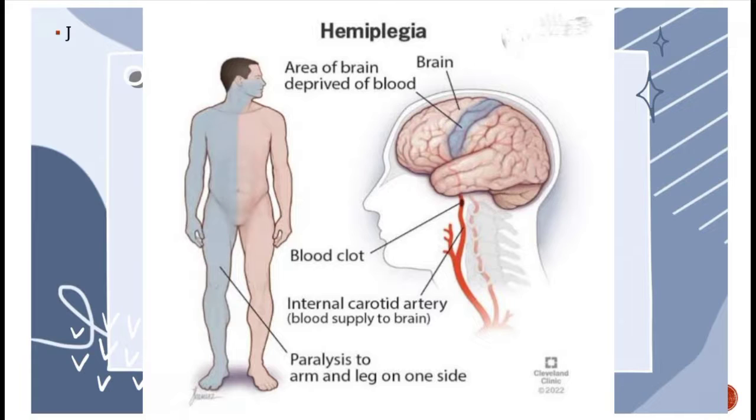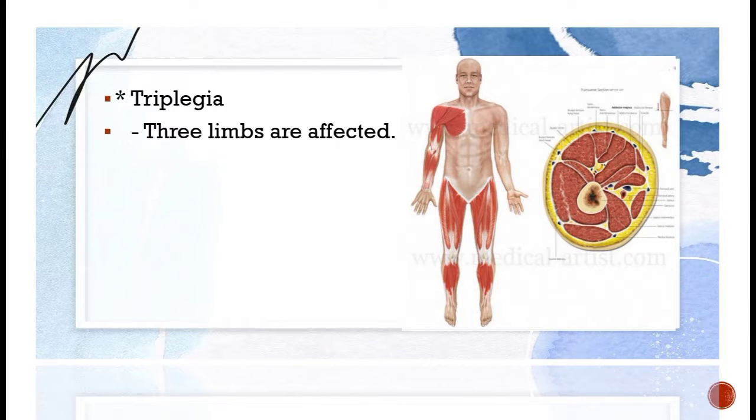So, meron din siyang paralysis to arm and leg on one side. So, ito yung mga causes weakness, problems with muscle control and muscle stiffness. So, the degree of hemiplegia symptoms varies depending on the location and extent of the injury. The third is triplegia. So, three limbs are affected. It is a medical condition that is considered an incomplete spinal cord injury in which three limbs are paralyzed. So, put another way, the condition causes loss of sensation and movement in one arm and both legs.